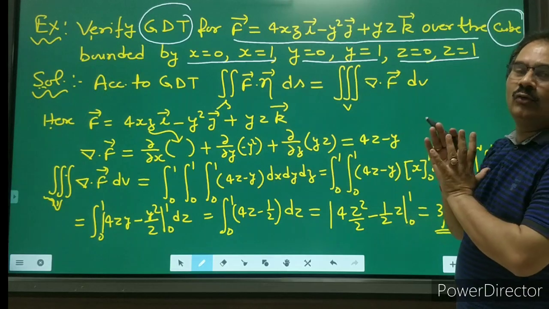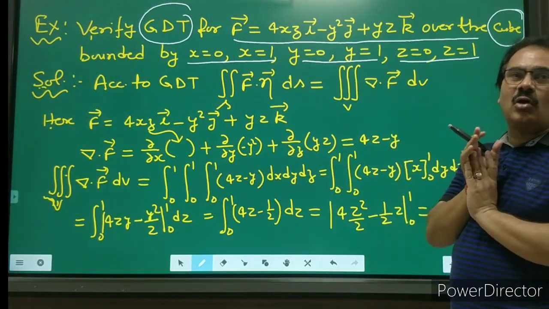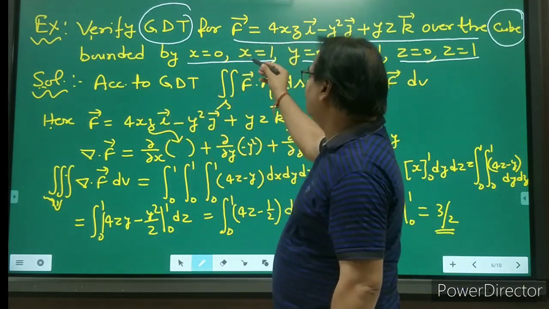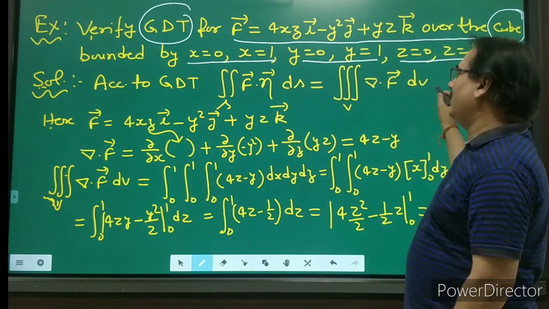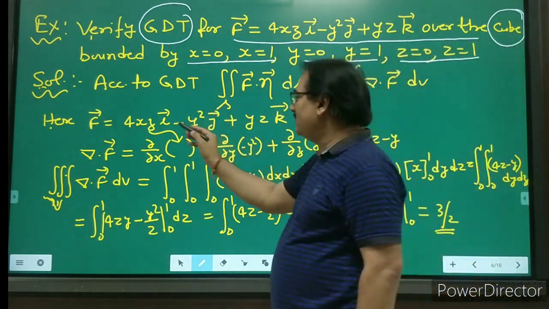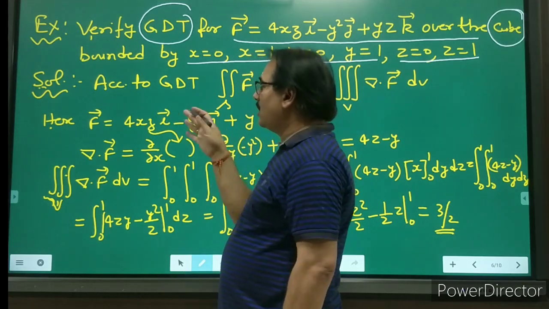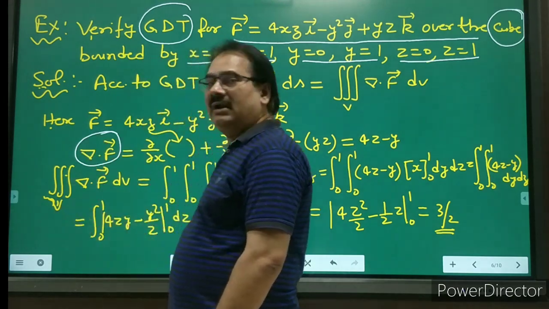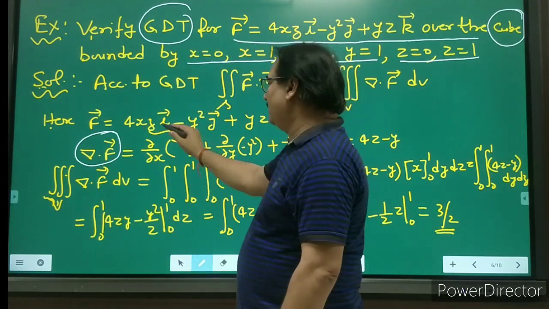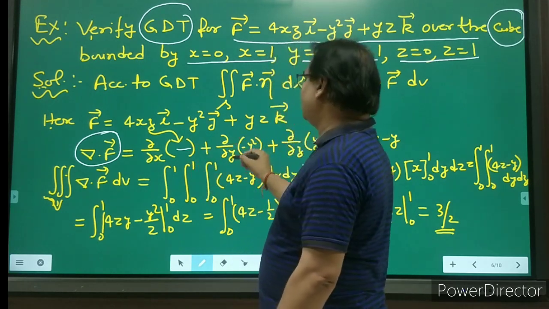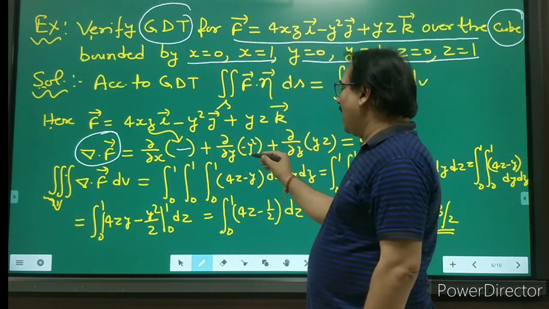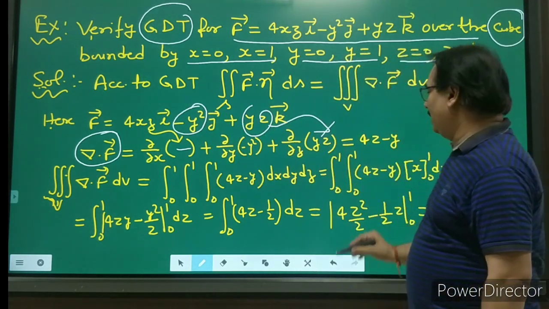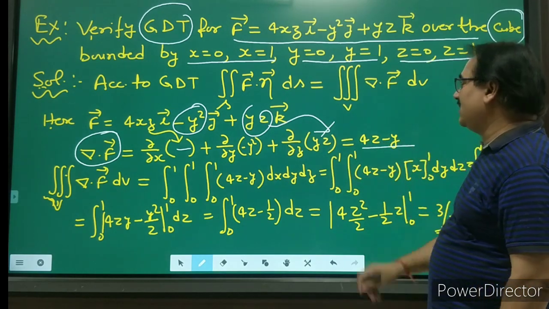So first of all, you have to memorize the statement of the Gauss divergence theorem, and you have to mention it here also. According to the Gauss divergence theorem, the surface integral is equal to the volume integral. You know this. Here, f is given, so you have to write f. Then the computational procedure: you have to calculate first del dot f. You know the operator del: del over del x of 4xz, plus del over del y partial derivative of minus y square, and then yz from here. After the partial derivatives you will get 4z minus y.